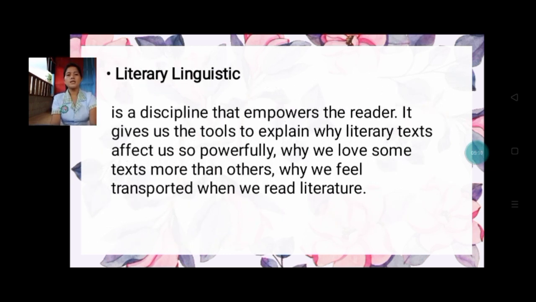Literary linguistics is a discipline that empowers the reader. It gives us the tools to explain why literary text affects us so powerfully, why we love some texts more than others, why we feel transported when we read literature. A common form of connection in literary discourse is comparison. Metaphor and simile are the most obvious examples of comparison. A metaphor is a direct comparison of two things. For example, the tree is a giant. A simile is an indirect comparison. The tree is like a giant.